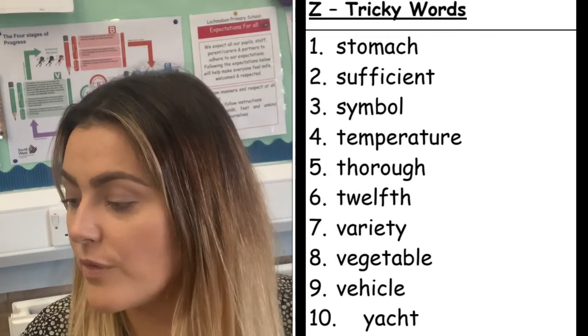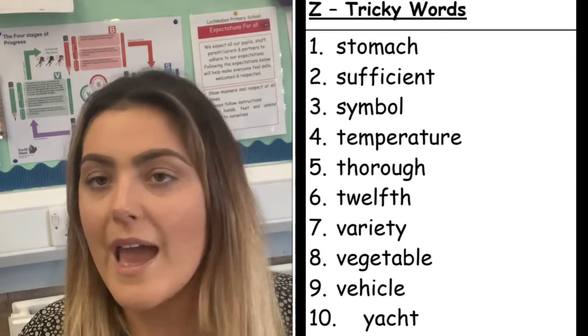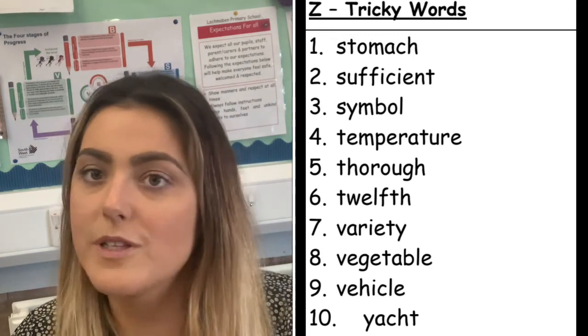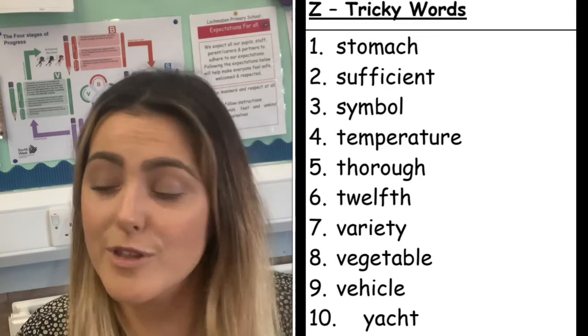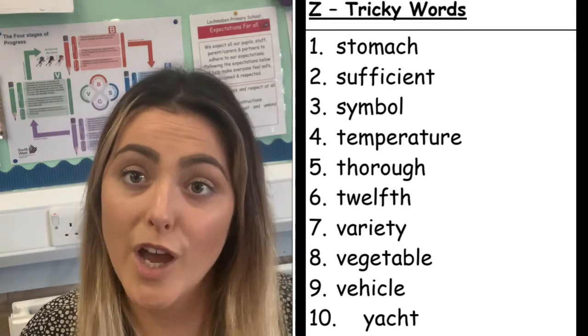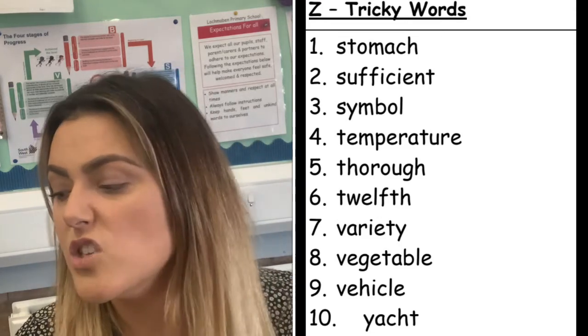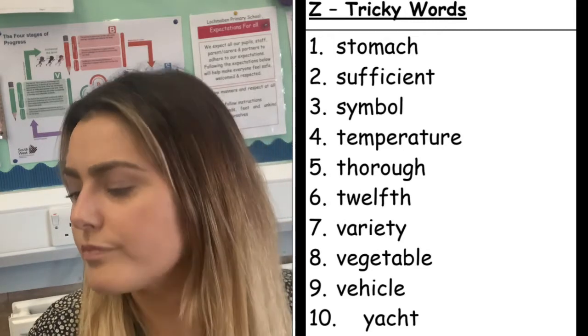Number 7, we've got variety. That is another one where people tend to muddle up the E and the I and put them the wrong way around, or miss one of those letters out, or they'll put the E after the T. So just learning where the vowels are in that word.